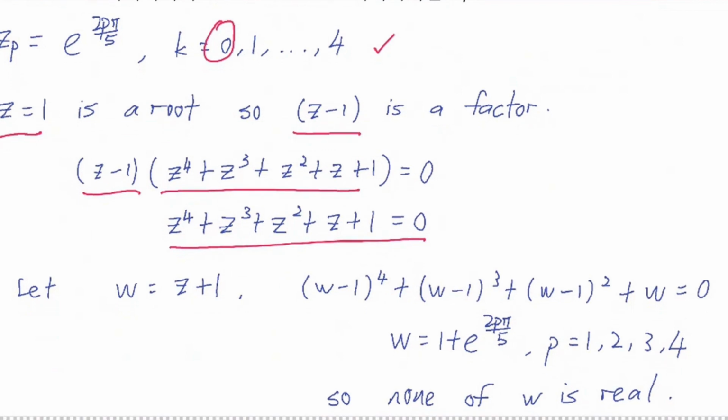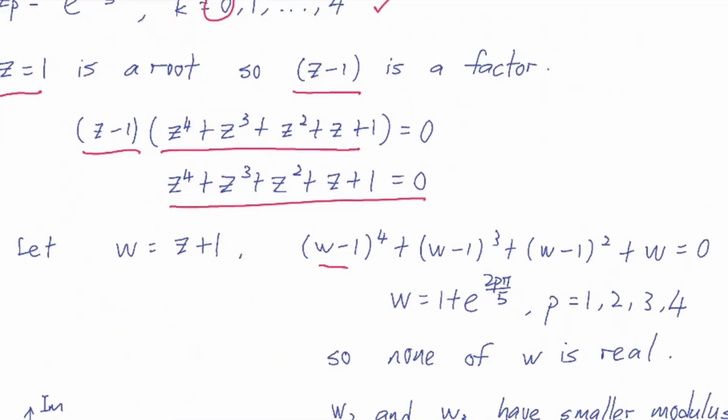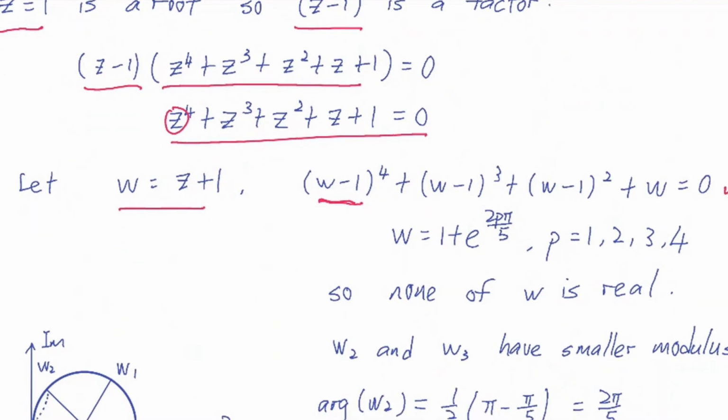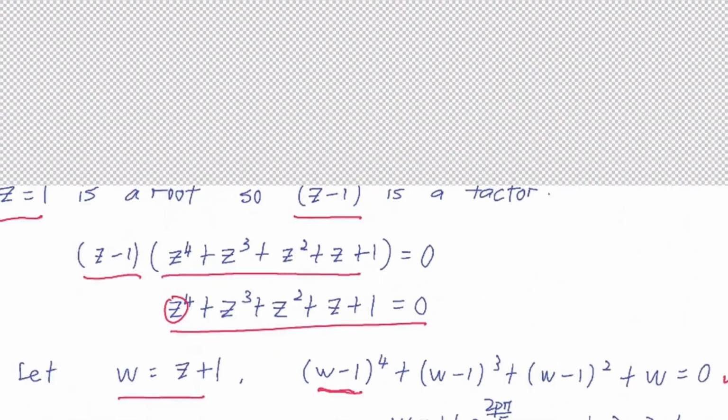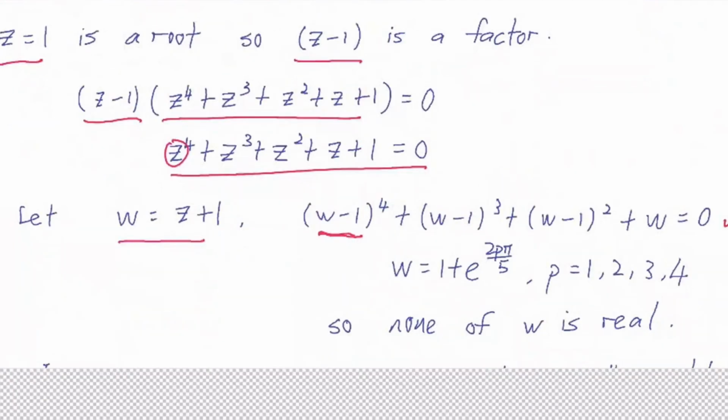Then what happens is, just now we wanted to have the w minus 1, right? So this is replaced by the w minus 1 here. So we let w be z plus 1. With that, we are getting this equation already. And they also want us to solve, right? Solve the roots of the equation here.